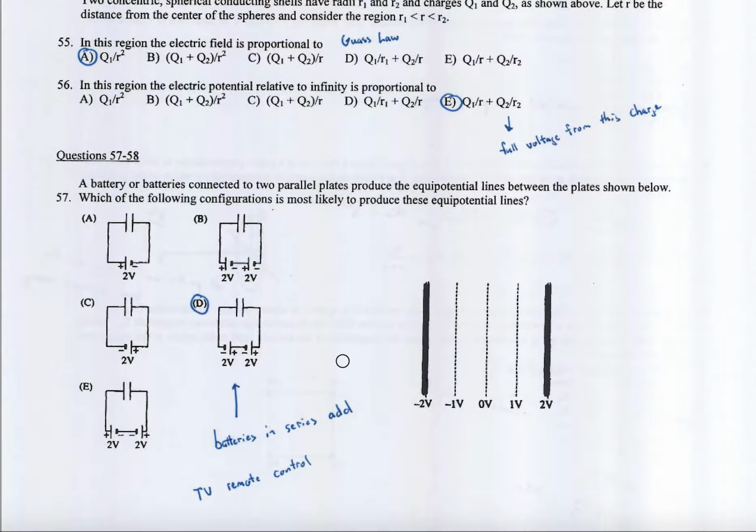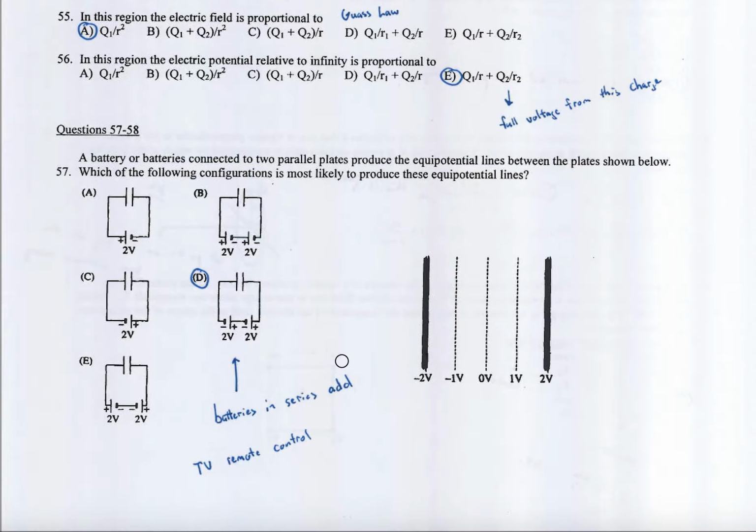All right, so a battery's connected. This is really not that much of this unit, a question talking about batteries, but this is like a capacitor and this is a battery. Batteries in series add their voltages. So adding a battery and a battery is like a TV remote control. If you look at lots of things, or even your graphing calculator, they put batteries in series. So two 2-volt batteries in series are really like a 4-volt difference.